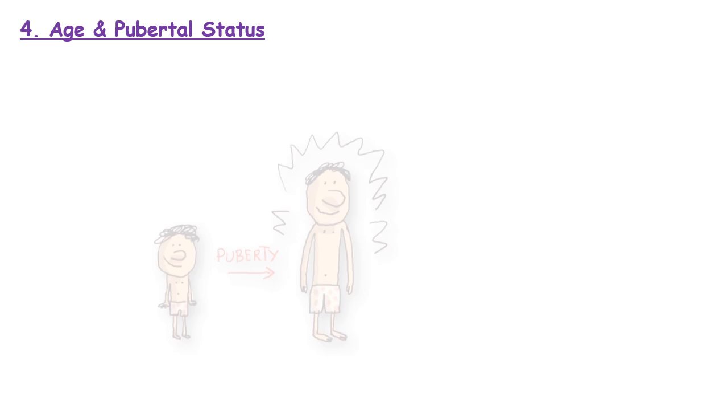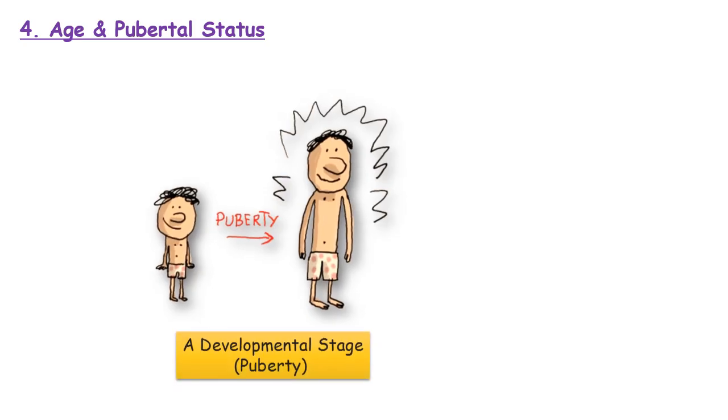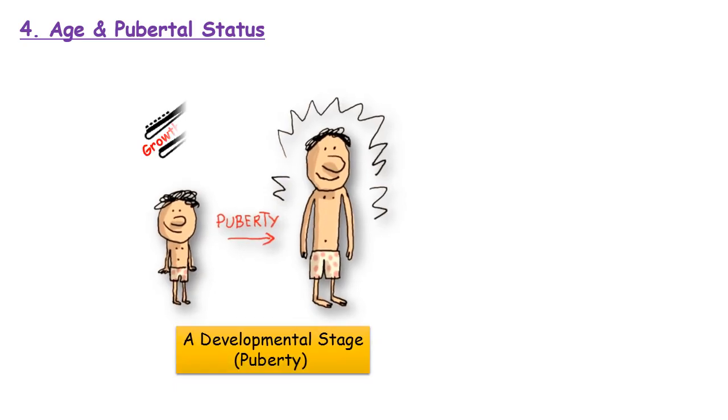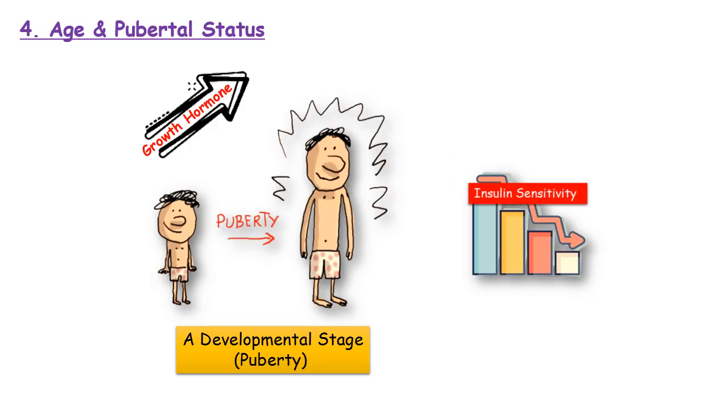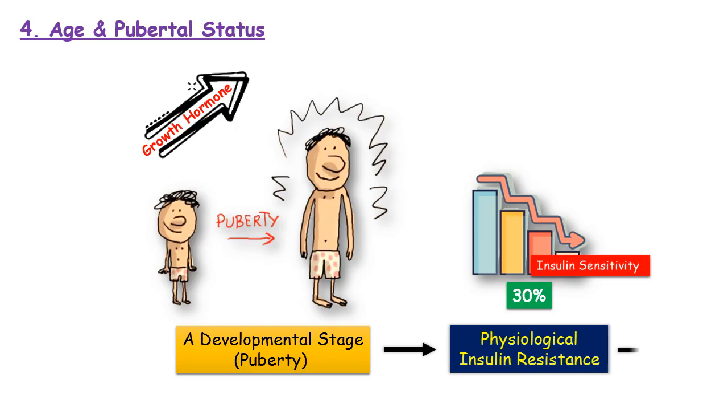Number 4 risk factor of type 2 diabetes is age and pubertal status. The onset or progression of puberty is a risk factor for pediatric type 2 diabetes. Puberty is a developmental stage characterized by increased growth hormone activity, which leads to a reduction in insulin sensitivity by approximately 30%. This phenomenon is referred to as physiological insulin resistance.